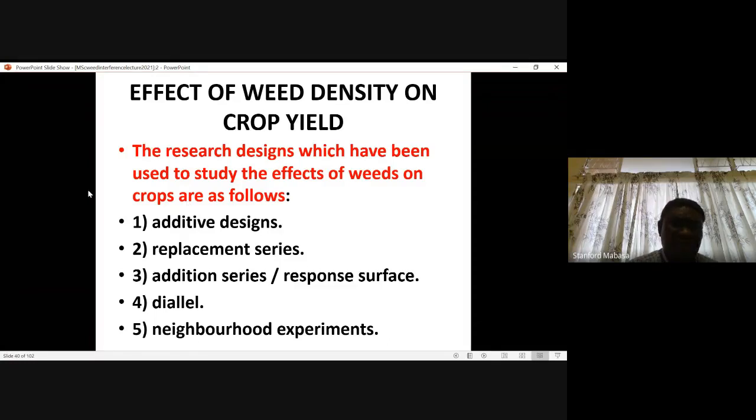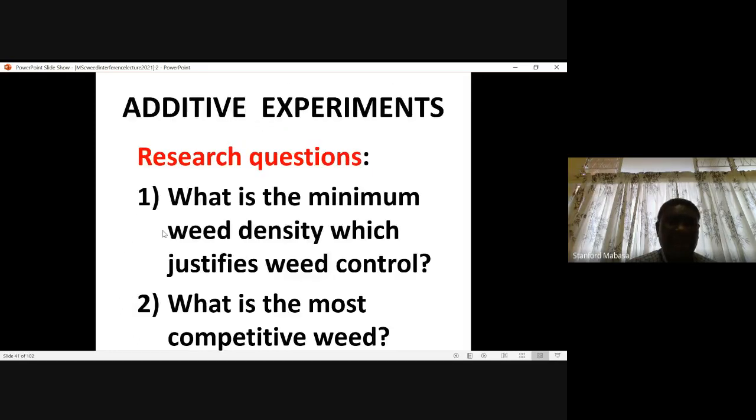So we will start to discuss or to talk about what we refer to as additive designs. What is the purpose of additive designs? What do they look like? What do we get out of these studies? Are they reliable? Things like that. So first, I will talk about additive experiments.